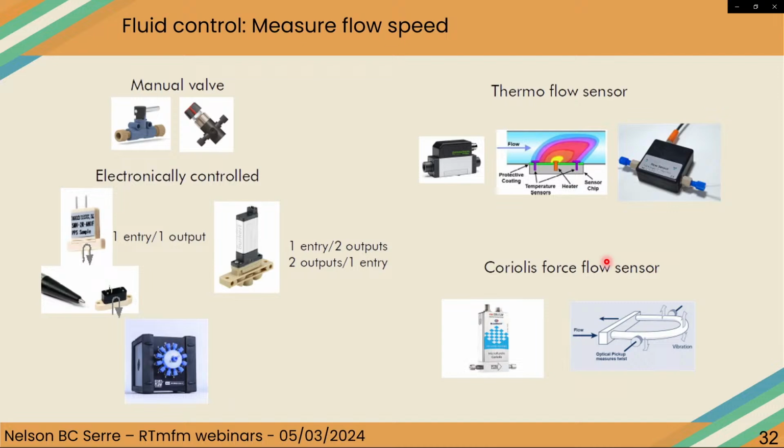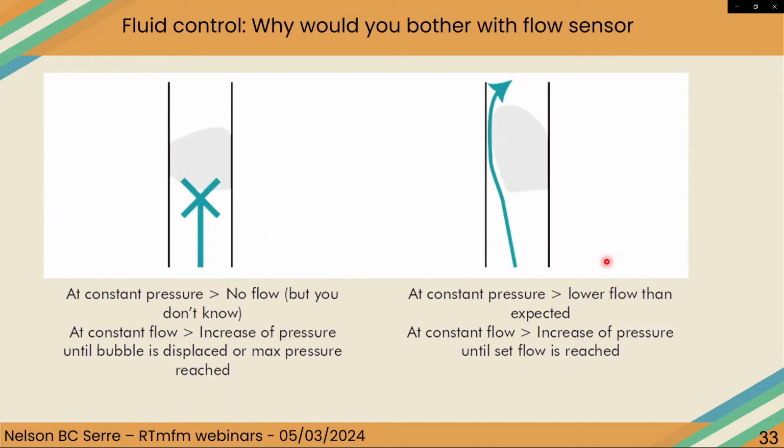And that I will not be able to talk about because I really don't know how they work. But they are supposed to be more precise. So why would you bother with flow sensors? So basically, in my opinion, maybe I'm completely mistaken, but if you work at constant pressure and you have a channel that is fully blocked by a bubble or a clog or something, there will be no flow in your channel, but you will actually not know because you have no output of this information.